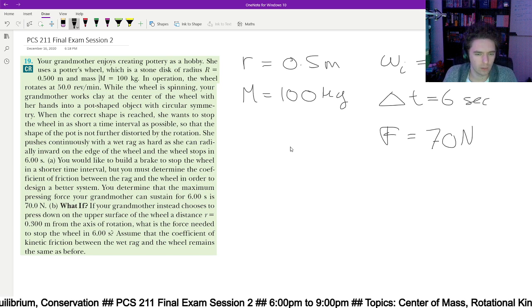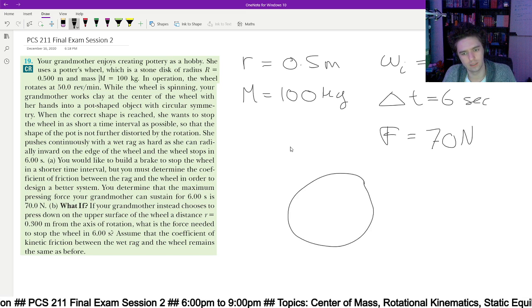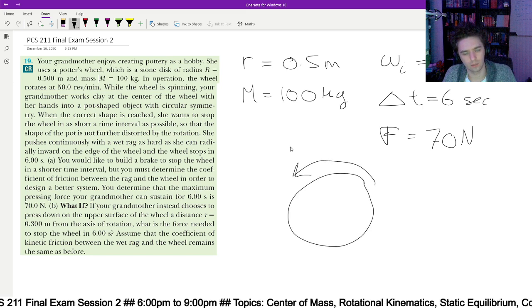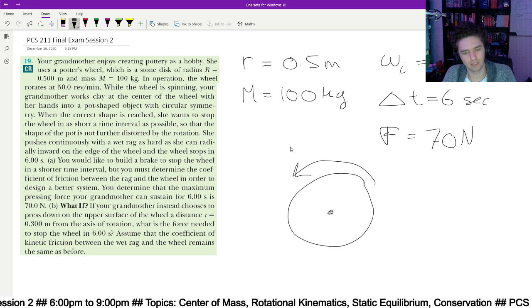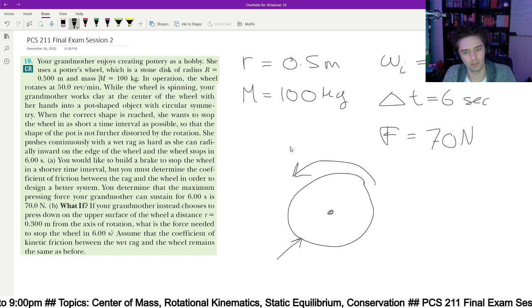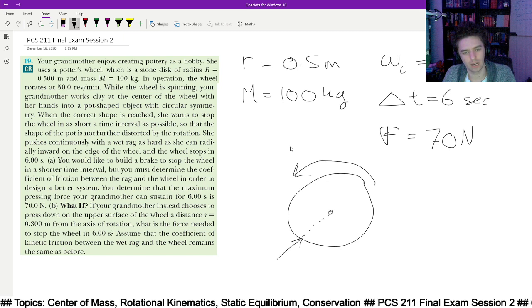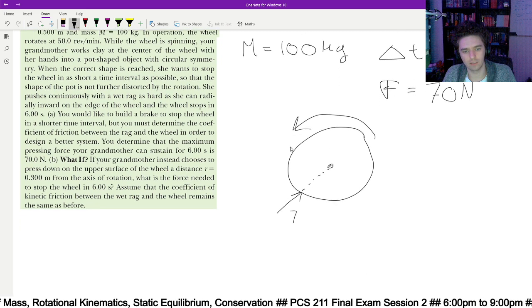So you're putting a wet rag radially inward to push the edge of the wheel to make it stop. So I guess the wheel is spinning like this, clockwise or counterclockwise. And to stop it, you push on the side of the wheel inward. I assume that's what that means. Yeah, it makes sense to me, with a force of 70 newtons.